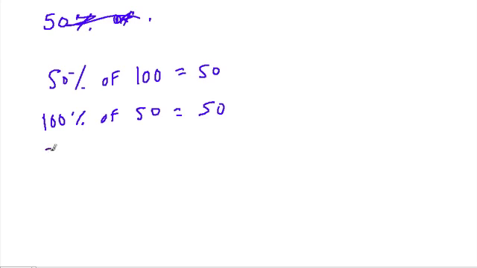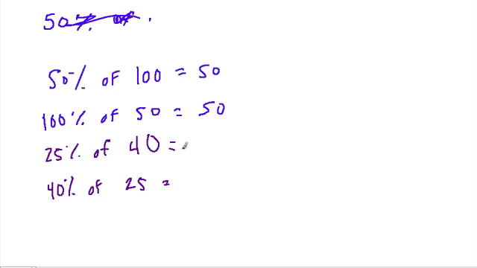let's look at 25% of 40, and then 40% of 25. Okay, well, to find 25% of 40, we take 40 divided by 4 and we get 10. To find 40% of 25, well, using techniques from before, 10% of 25 is 2.5. 40%, that's times 4, so we get 10. So this is also 10.